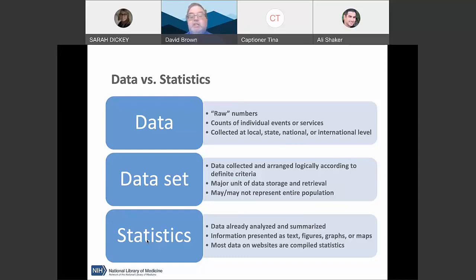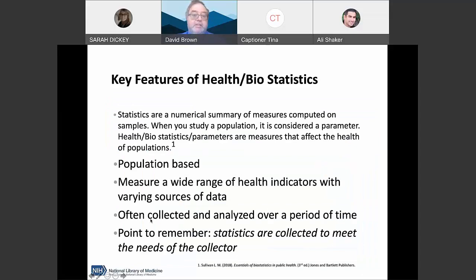So again, it can be presented in multiple ways. It can be text, figures, graphs, maps. Again, lots of ways to present statistics. Depending on the data set, sometimes the statistics may be a little biased or they may be more honest than we want to be. And that's okay in general. And most data on websites are compiled statistics. So even though they're going to say it's data, it actually is usually compiled analysis of ideas in general. So I hope that gives you a good overview of what we're going to be talking about today.